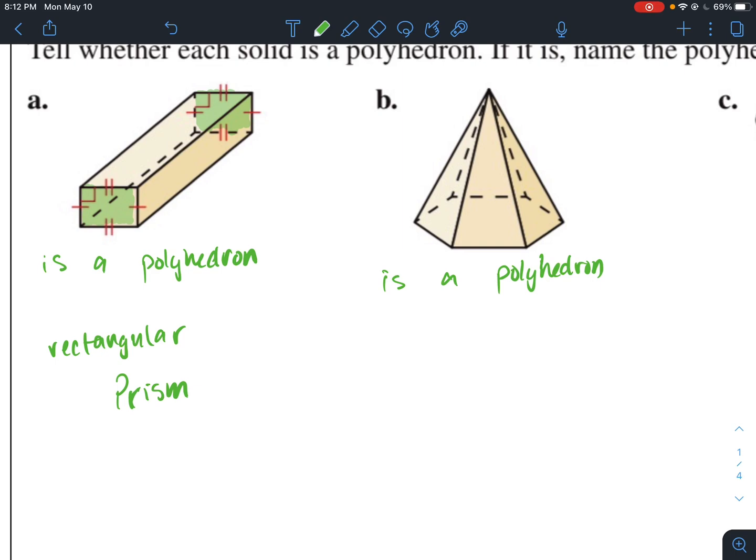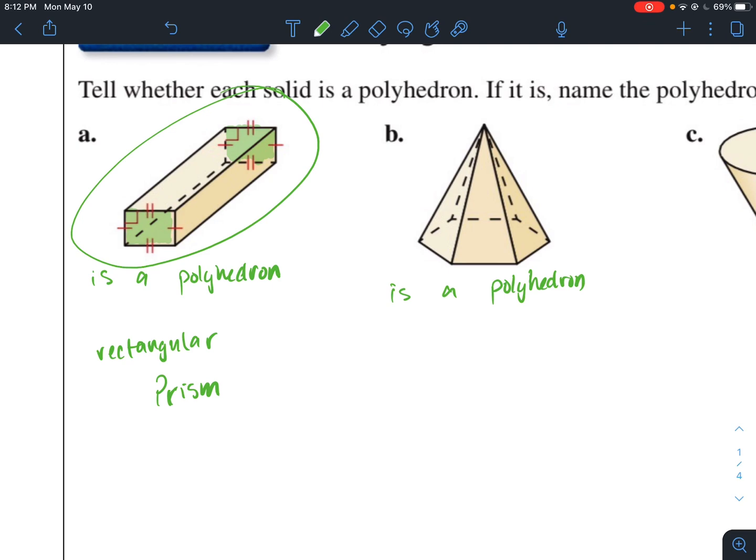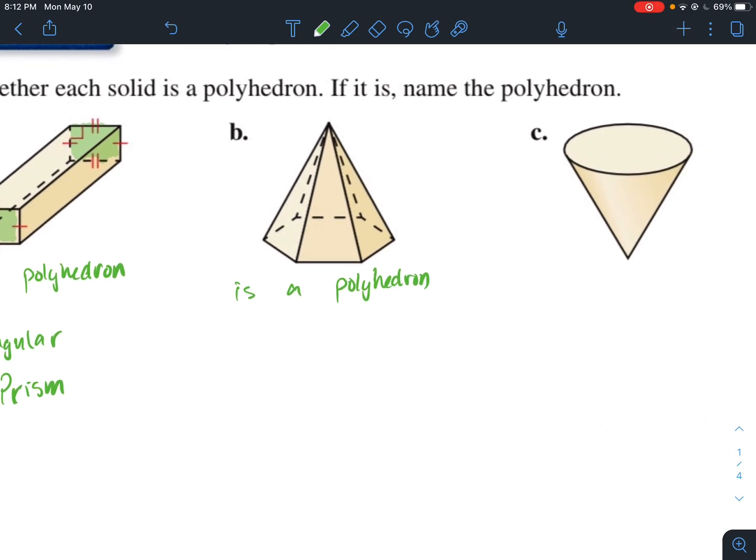A prism looks something like this, and a pyramid is when it involves triangles. A prism is when it just involves something that's more than three-sided, I believe. For this one, the sides are triangular, so it's going to be a pyramid, but the base tells us the type of pyramid it is. So this is a hexagonal pyramid because it has a hexagon as the base.